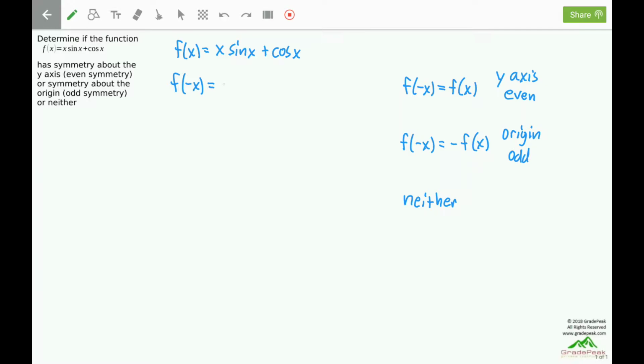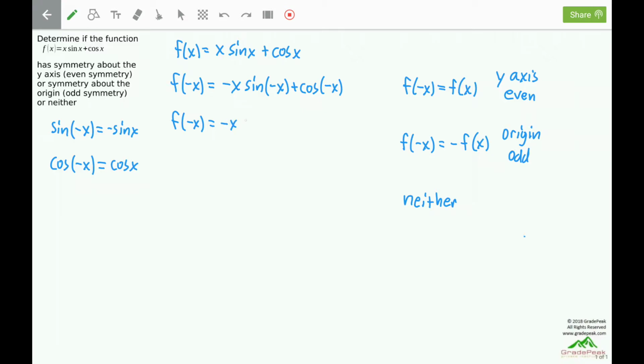f of negative x means to plug in negative x for each of the x's, so it'll be negative x times the sine of negative x plus the cosine of negative x. The sine of negative x equals the negative sine of x, and the cosine of negative x equals the positive cosine of x. So we can replace the sine of negative x with negative sine of x, and the cosine of negative x with cosine of x.